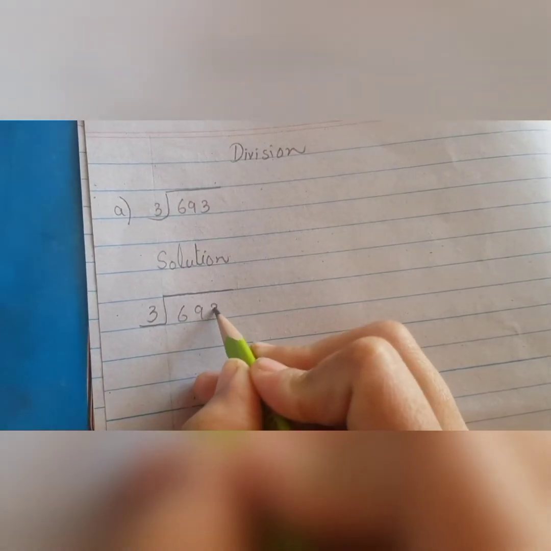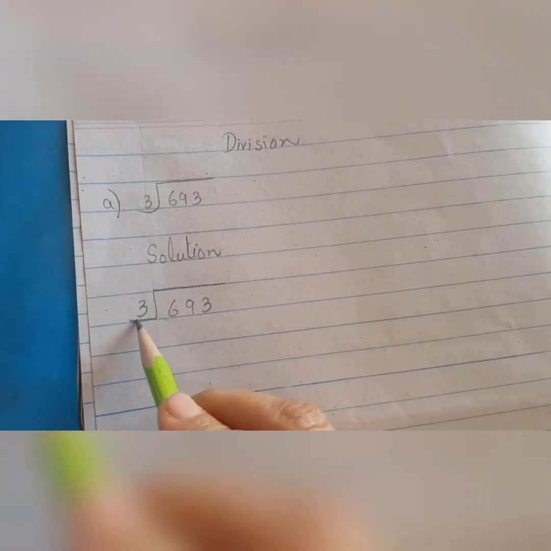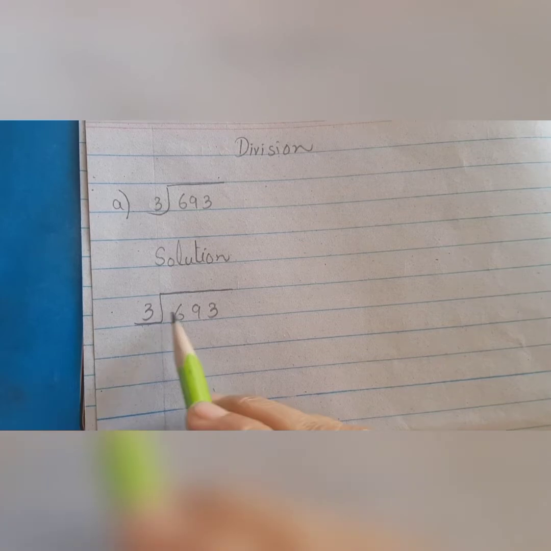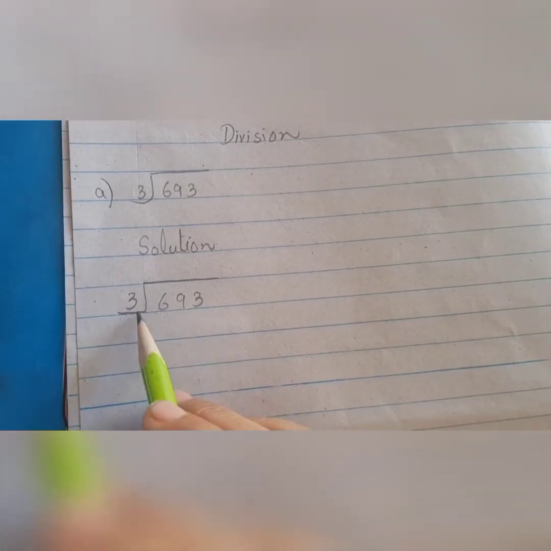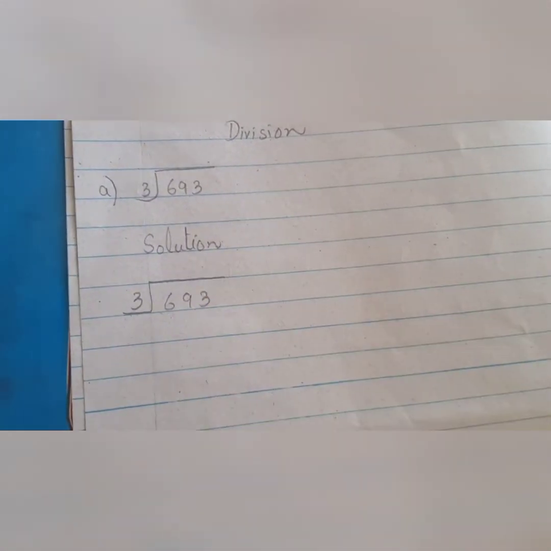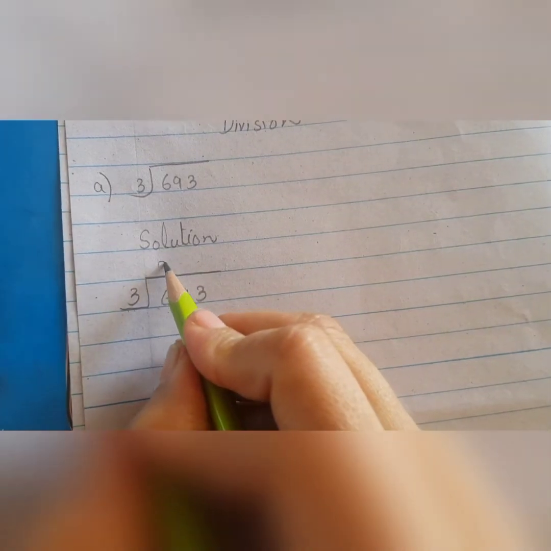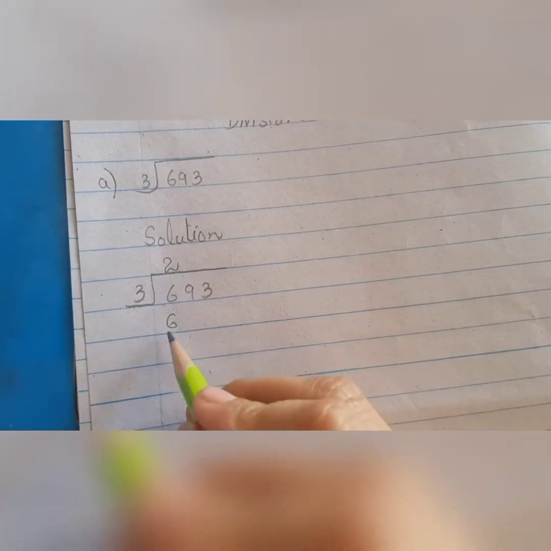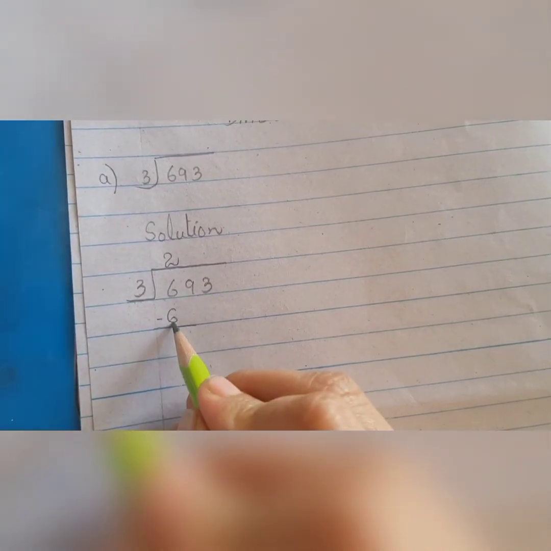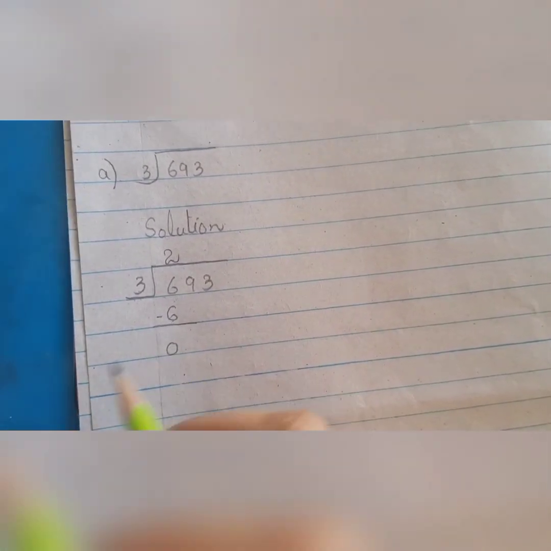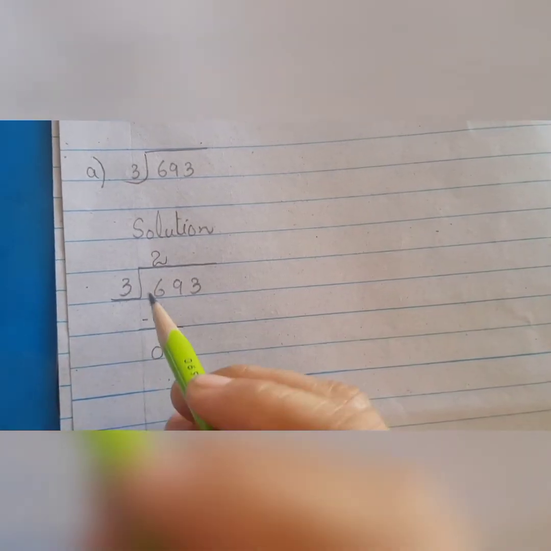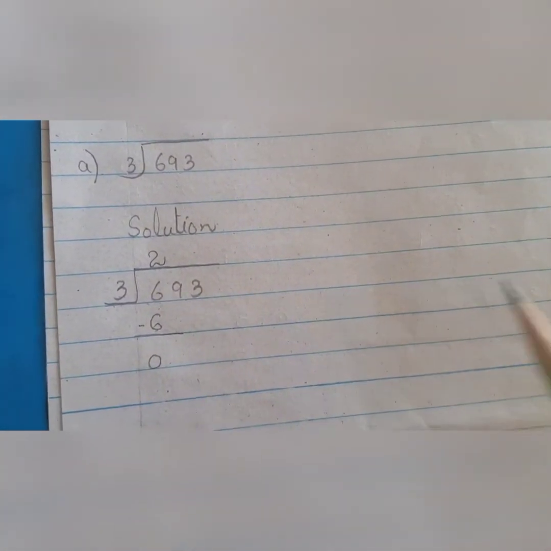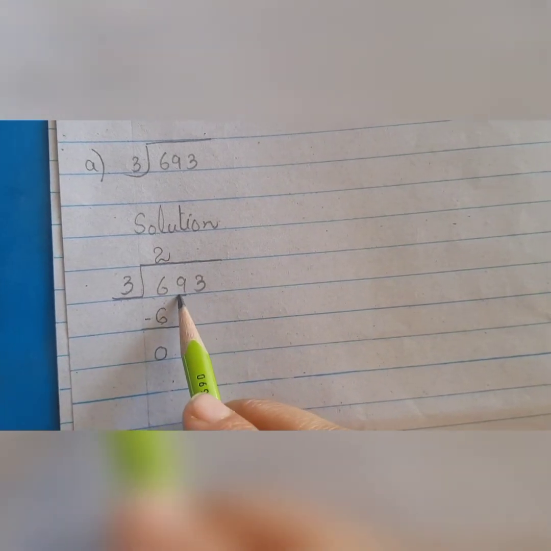first copy down the question, then read the table of 3. 6 comes in the table of 3? Yes, 3 2s are 6. So you will mention over here 2 and 6 will be here. 3 2s are 6. Okay, now 6 minus 6 is 0. In division, we do the subtraction, and in multiplication, we do the addition. Got it?